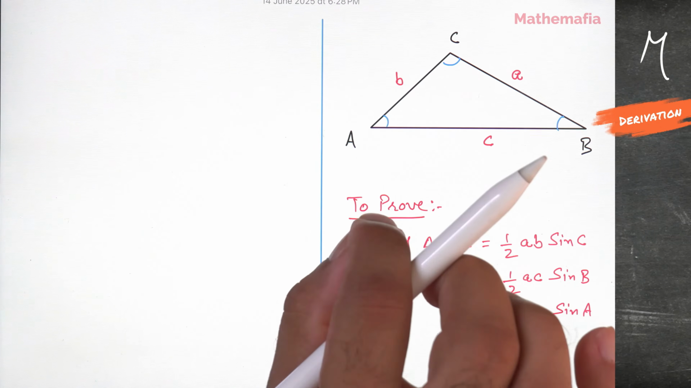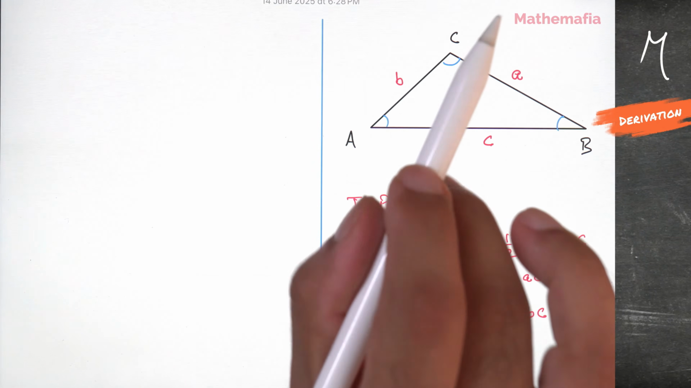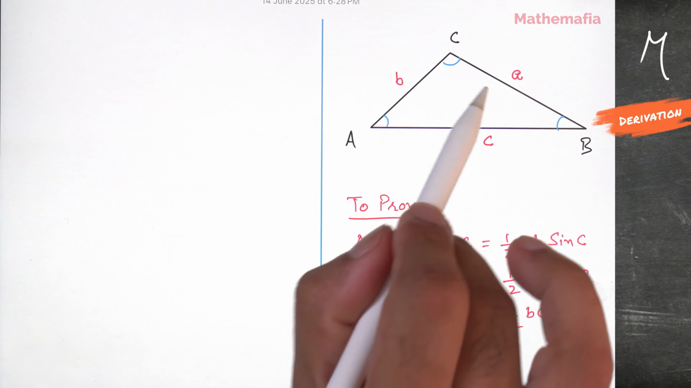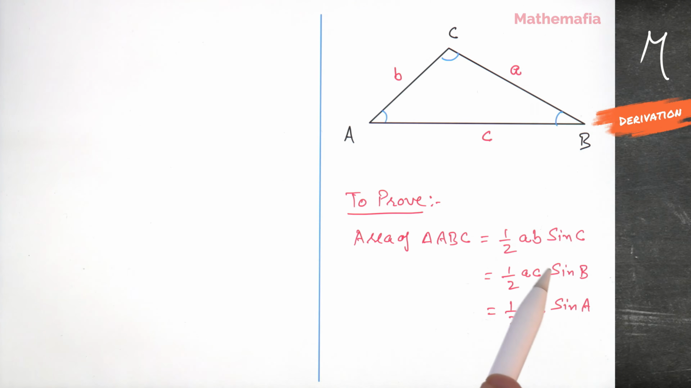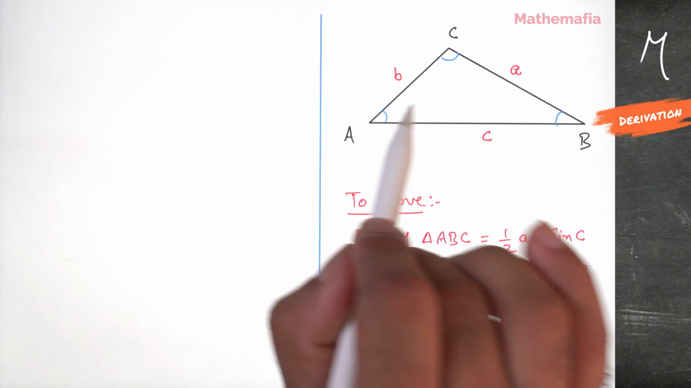Here we have a triangle which is not a right angle triangle. If we need to find the area of such a triangle, then we do it using this formula which we are going to derive now. First, I will explain what this formula is and how to remember it.